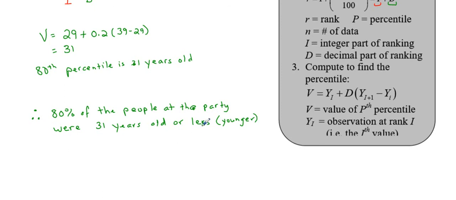It's a funny looking S, but that's an S. So that's a percentile. Whatever you get as the percentile, that percent of the data is less than or equal to this number. And to relate it to the context, 80%, the context was the people at the party, were 31 years old or younger. And that's how you calculate a percentile.